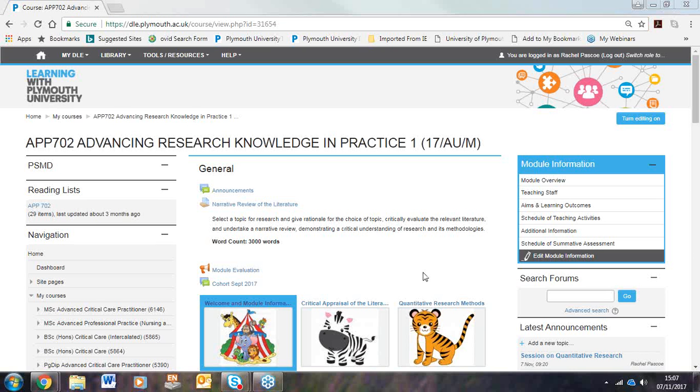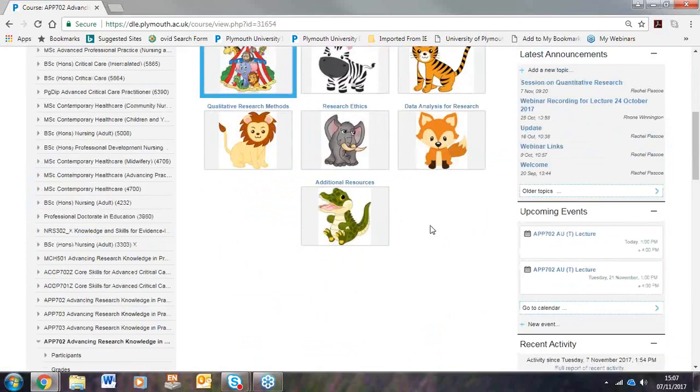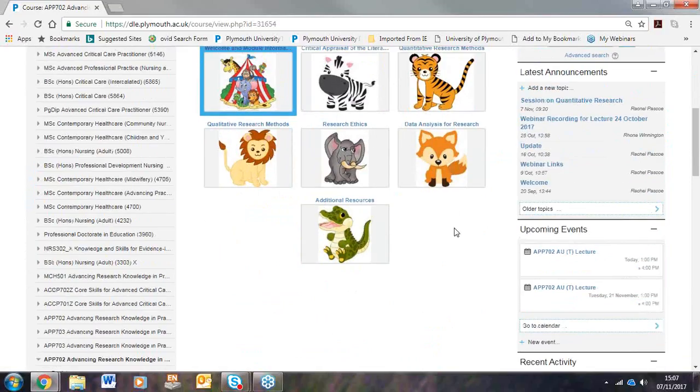The session on the 21st of November is going to be on data analysis, predominantly focusing, although there's a session already there from Bridie, focusing on quantitative. Rona and I will do a little recap, but we will be focusing on qualitative analysis on the 21st. That webinar will start as normal at 1 o'clock.